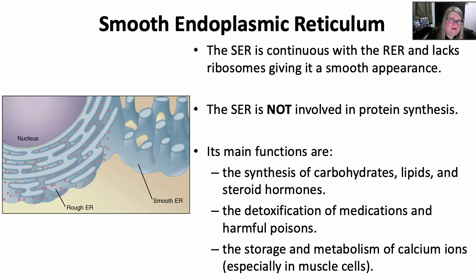But one of the biggest differences between the SER and the RER, and one of the reasons why the SER is smooth, is that there are no ribosomes in the SER. Okay, there's nothing there to give it that rough appearance. Now, if the SER has no ribosomes, this also means that the SER does not make proteins. It's not involved in protein synthesis.